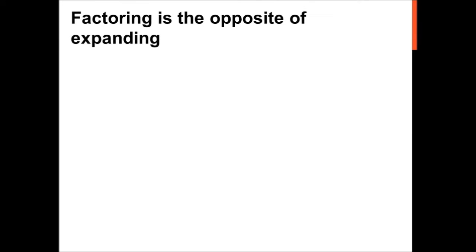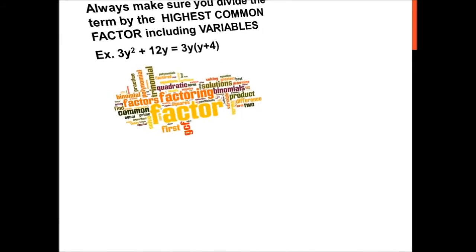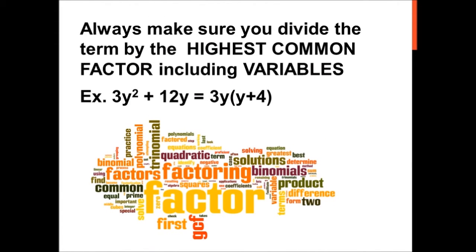Factoring is the opposite of expanding. Always make sure you divide the term by the highest common factor, including variables. 3y squared plus 12y both have a common factor of 3y.